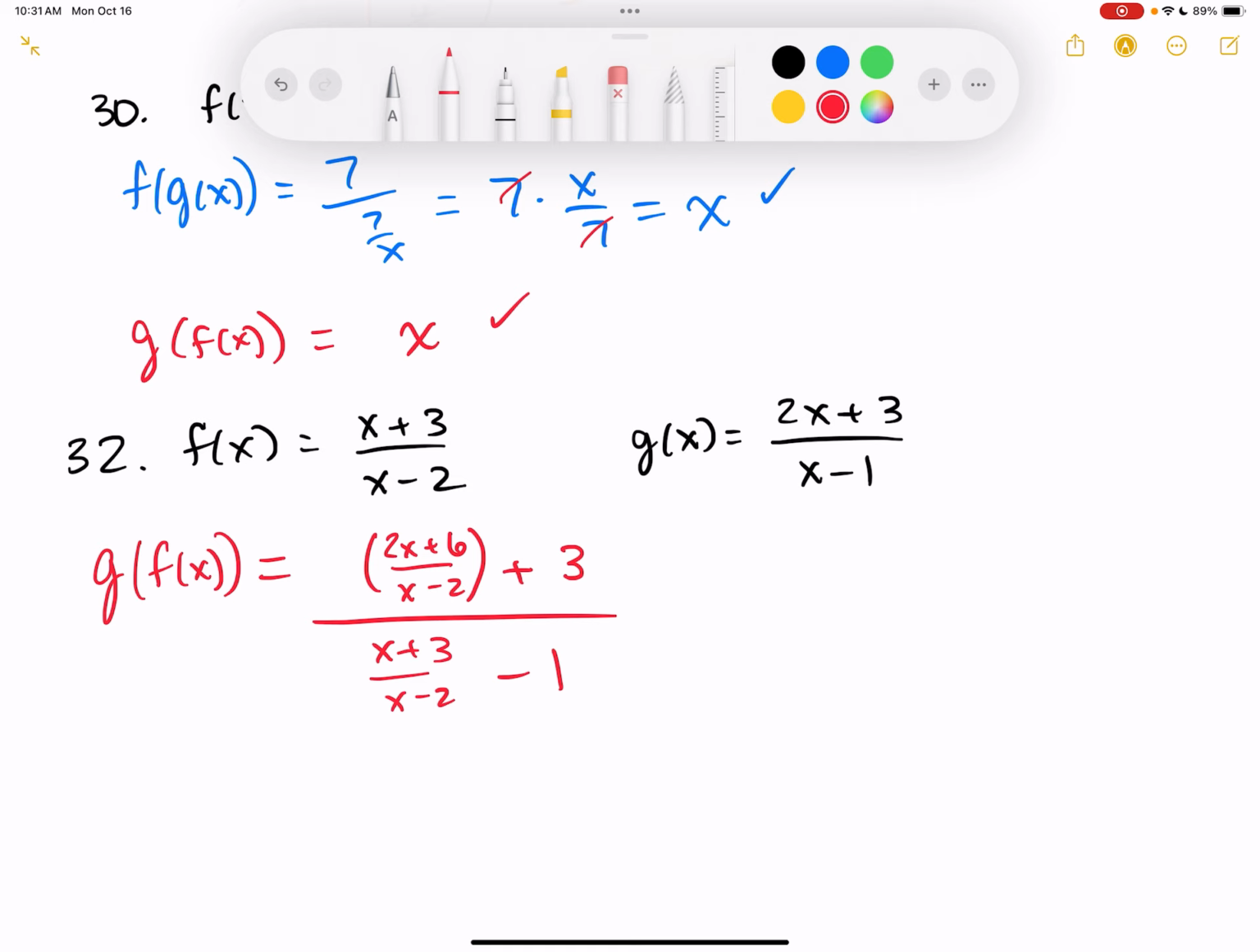All right, so when I have a fraction and it's being added to something that's not a fraction, what do I need to do? Make it a fraction. How? By multiplying.